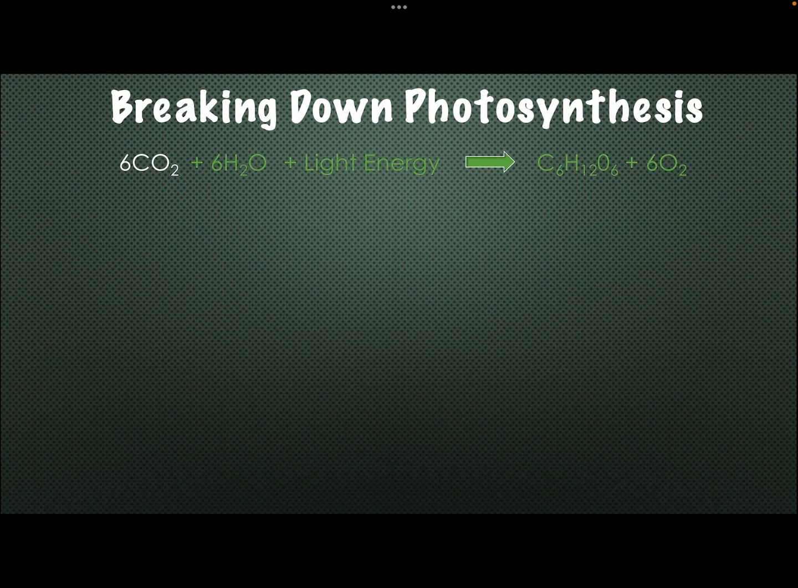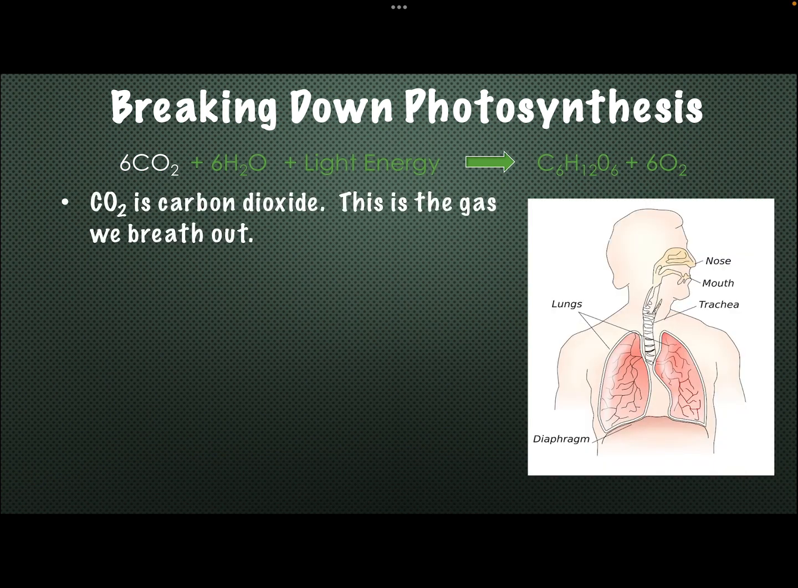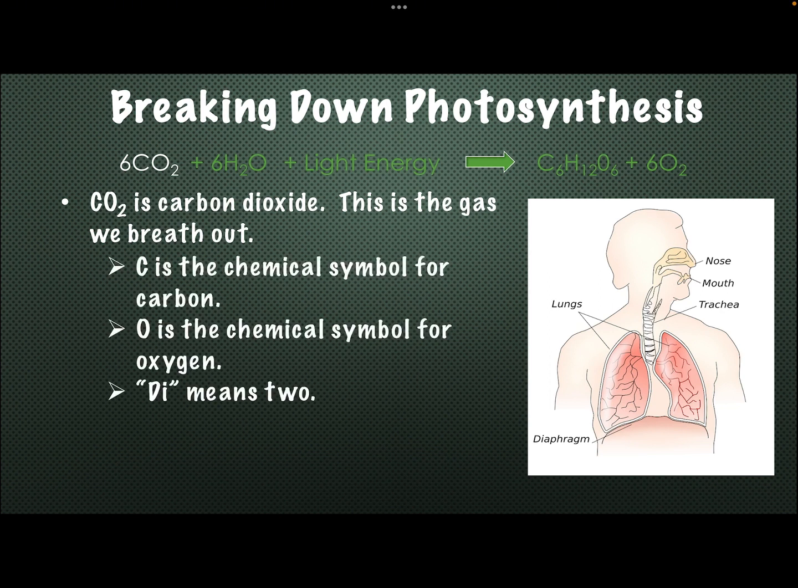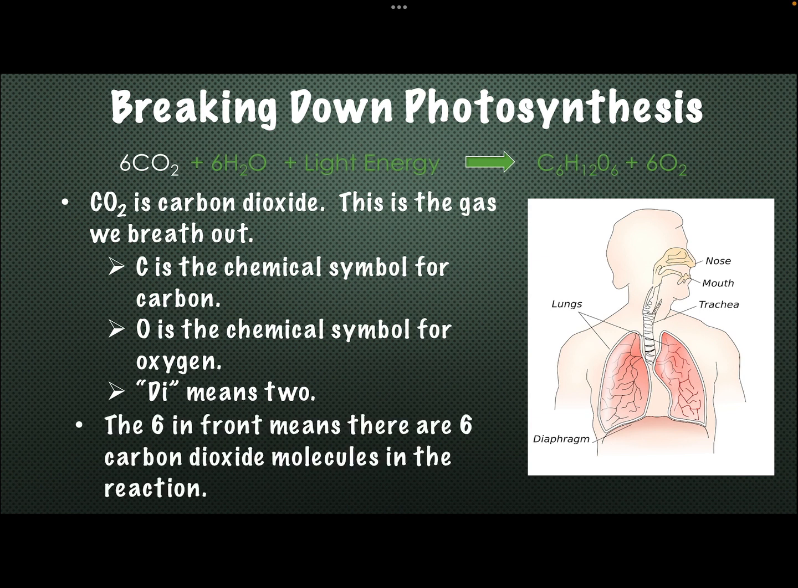So, we're going to begin with the 6 CO2. CO2 is carbon dioxide, and this is the gas that we exhale. C is the chemical symbol for carbon, O is the chemical symbol for oxygen, di means 2. The 6 in front means that there are 6 carbon dioxide molecules in the reaction. So in CO2, we have 1 carbon atom and 2 oxygen atoms. And the 6 in front means that there are 6 of those molecules.